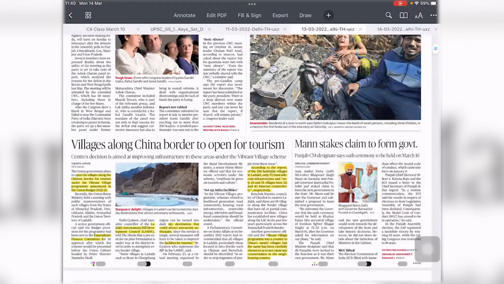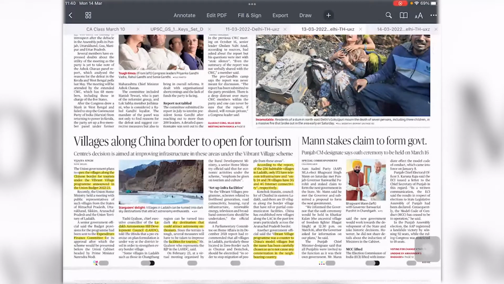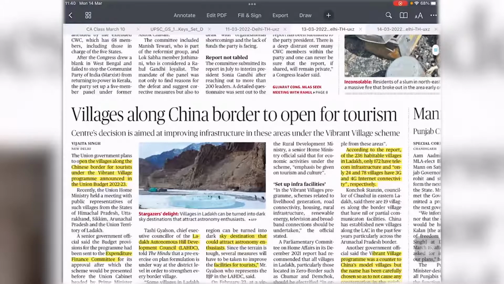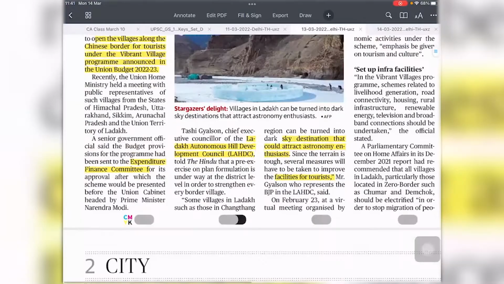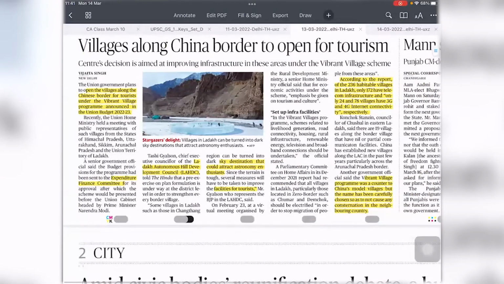citizenship. Next one is villages along China border to be open for tourism. This can be used in IR, internal security, or in general understanding. Vibrant Village program. So this was announced in the budget. So the basic question is like Vibrant Village program was recently in the news. Development of Gujarat, Vibrant Gujarat, yes. No? No, sir. Vibrant Village. Then what can it be about? It will be about border tourism villages or border village development tourism, right? So apart from that, I don't think any value addition is there for prelims perspective.